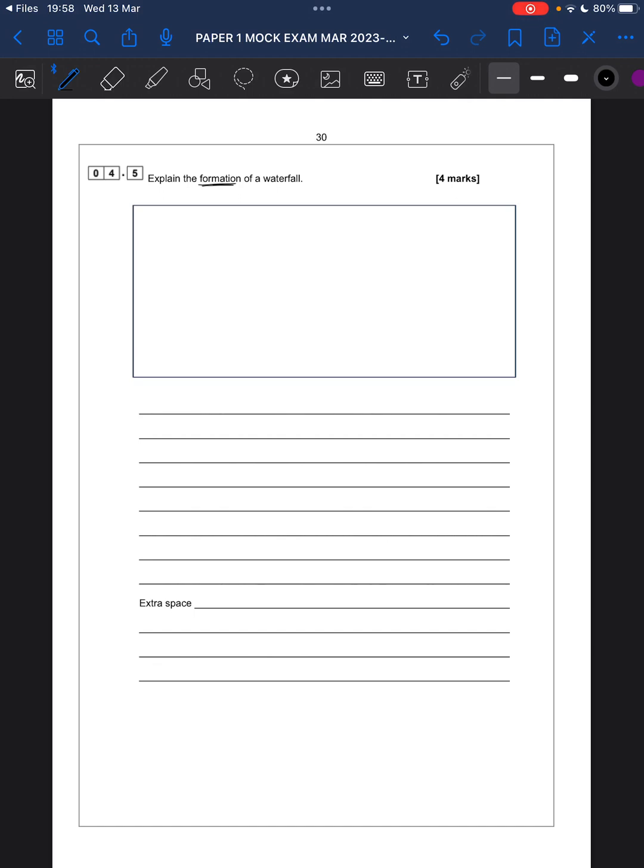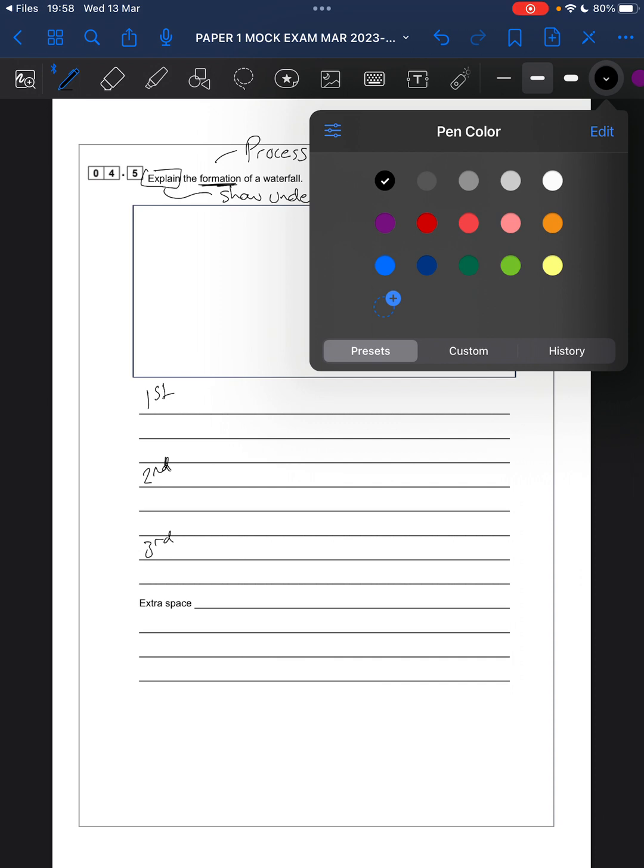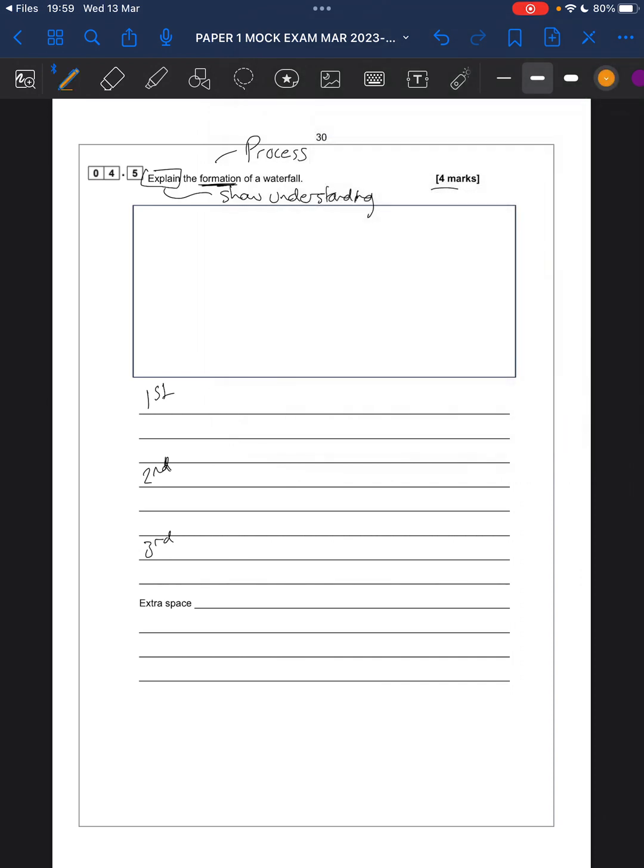So again, this is a formation question. So this is your process. So this is not ECS. This is firstly, secondly. You'll only really get these in paper one. Thirdly, so on and so forth. Explain. So all you've got to do is show understanding. You've just got to show that you get it. You know how they form. And it's 4 marks. So we're not looking for superb detail here. Just enough to show that you get it.